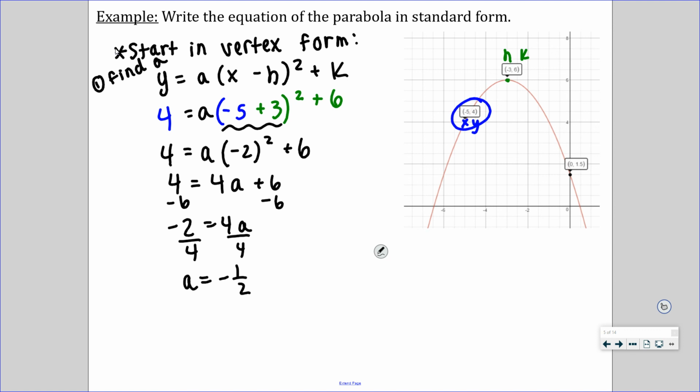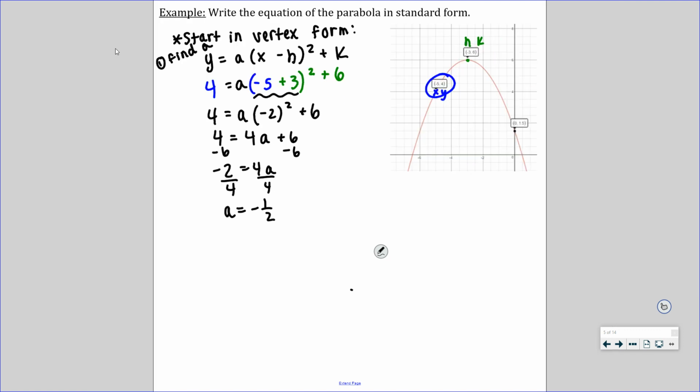All right, so to write this in vertex form, we'll stop here, but we're not done. To write it in vertex form, we just plug in that value for a, plug in our vertex, and just like always, you leave x and y. So that right there, folks, that's vertex form. But the directions say to write it in standard form. So we'll tackle that tomorrow.